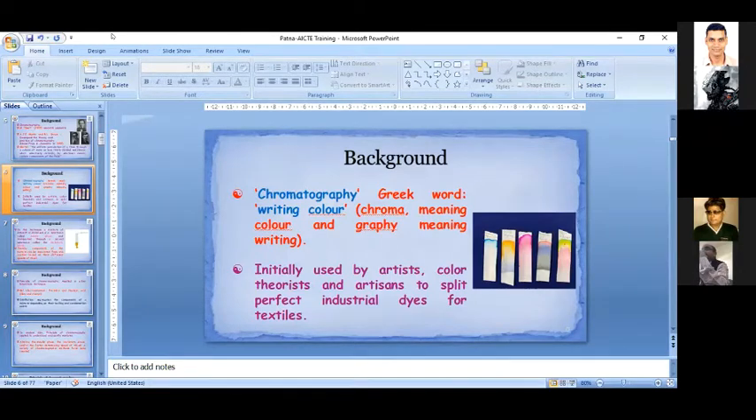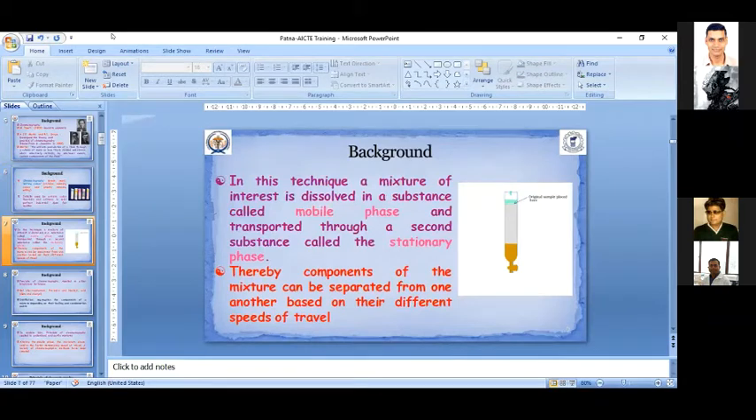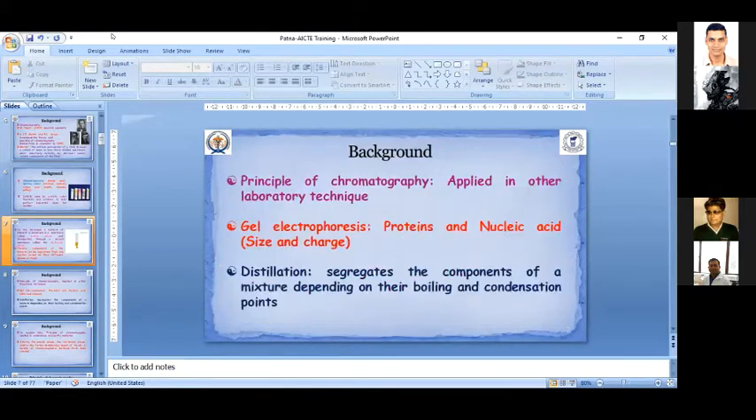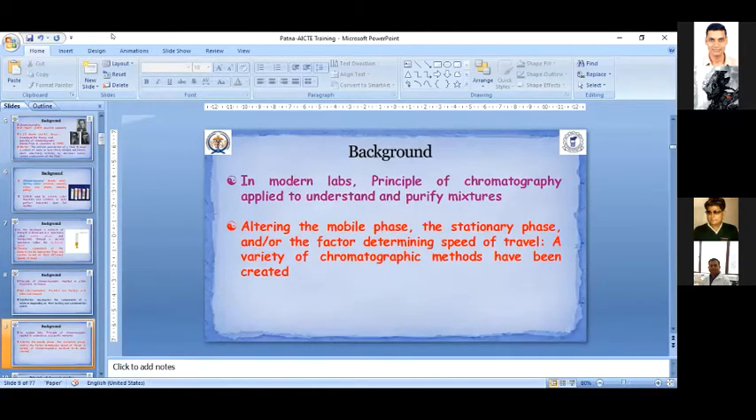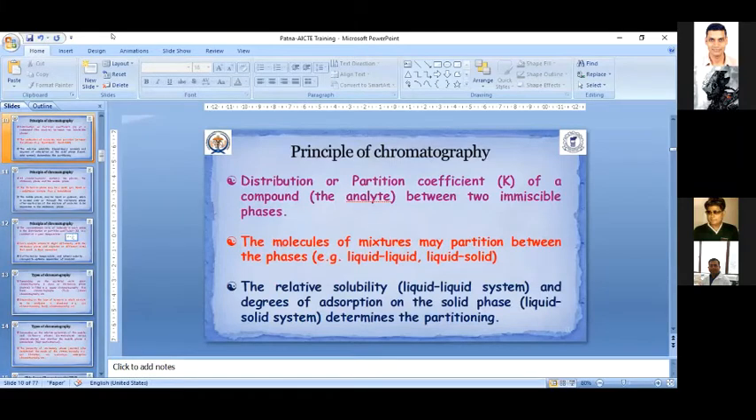But later on, the chromatography principle was applied in other laboratory techniques. For example, electrophoresis, in which proteins and charged particles like nucleic acids are arranged as per their molecular weight and charge under the influence of an electric field, right?